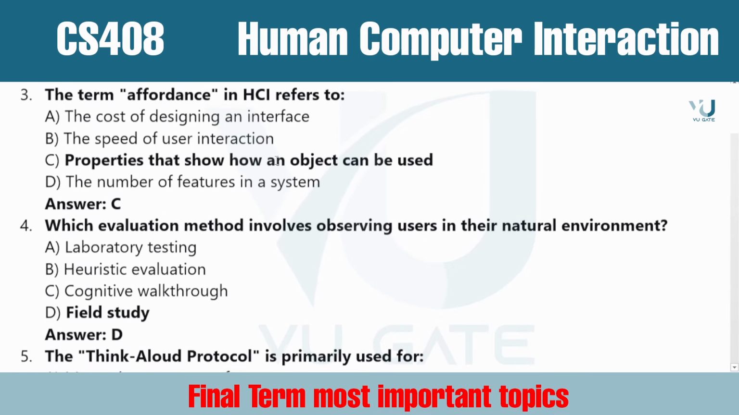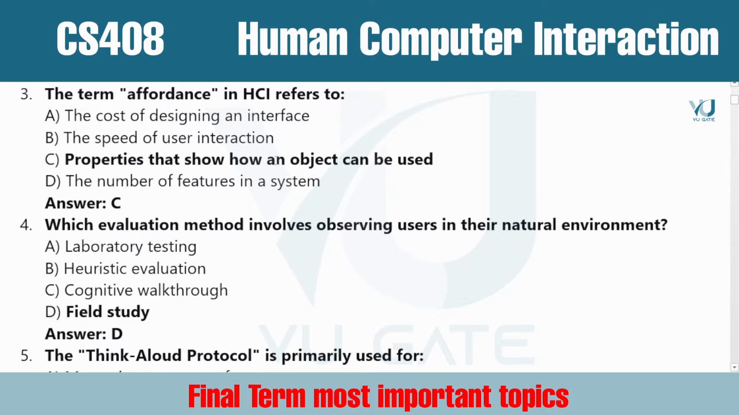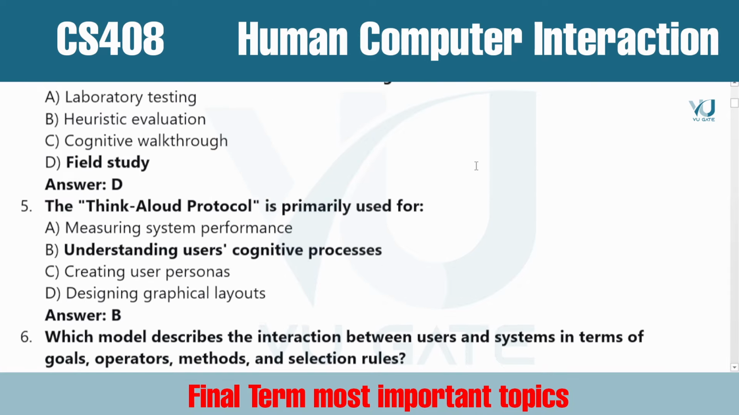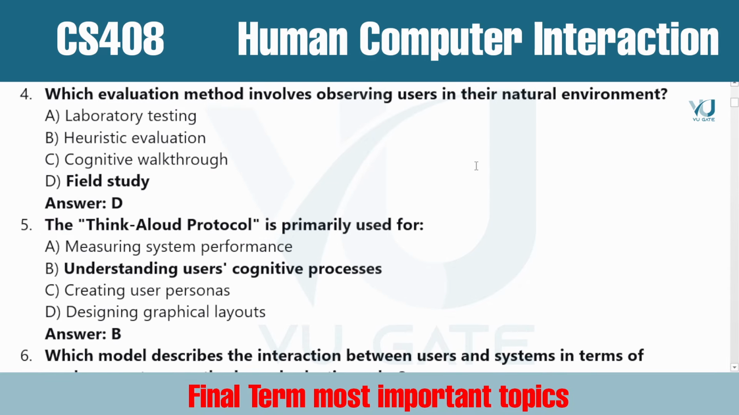Question 3. The term affordance in HCI refers to. The correct answer is option C, properties that show how an object can be used. Question 4. Which evaluation method involves observing users in their natural environment? The correct answer is option D, field study.